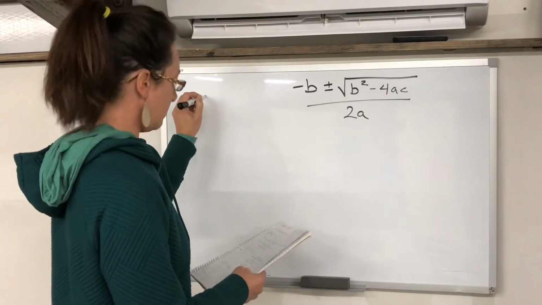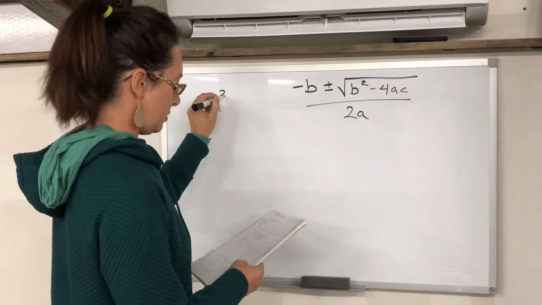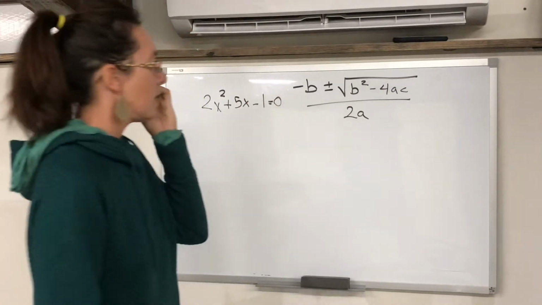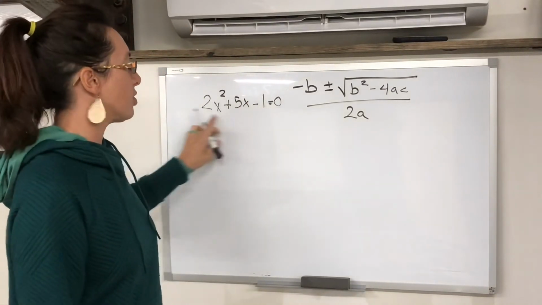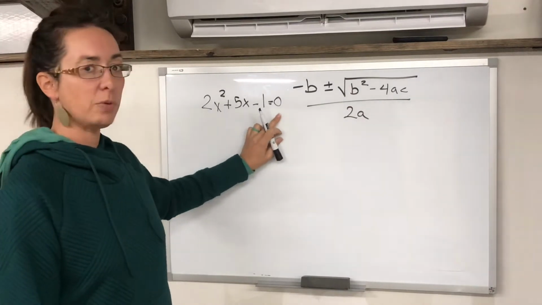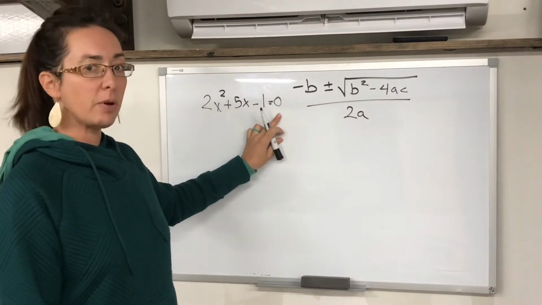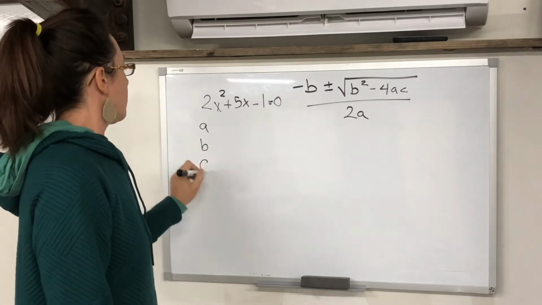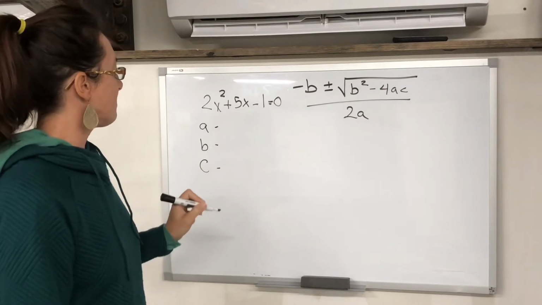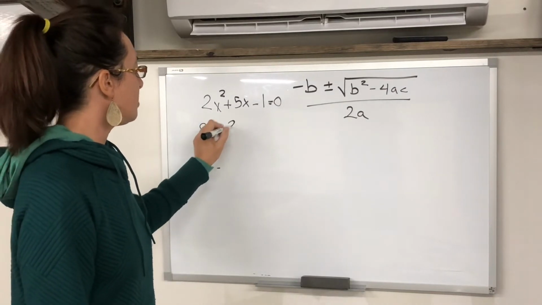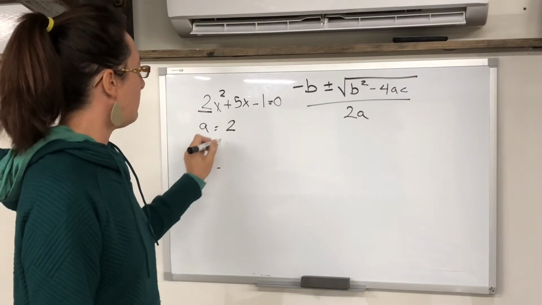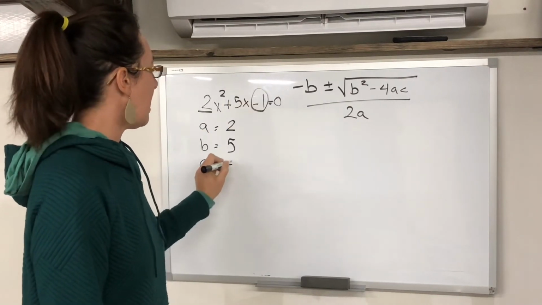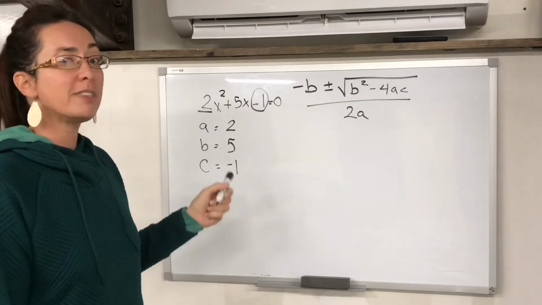If we have 2x squared plus 5x minus 1 equals 0, the first thing that we need to do is make sure that it's all on one side set equal to 0. Once it's set equal to 0, we're going to label right here our A, B, and our C. Okay, so our A is 2, right? Our B is 5, and our C is -1. Make sure and don't lose that negative in there.